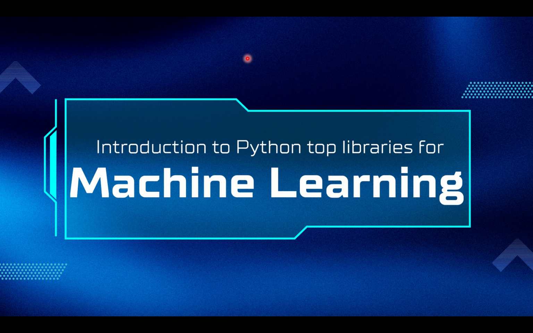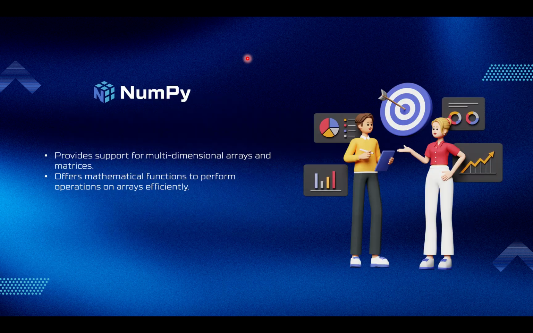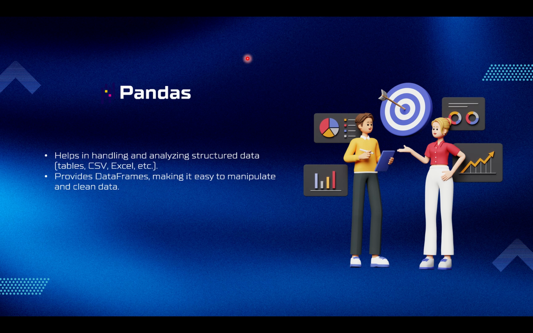In today's session, I will give an introduction to the top Python libraries that we will use in this course for machine learning. The first one is NumPy. This is one of the important libraries in Python. NumPy provides support for multi-dimensional arrays and matrices. This library offers mathematical functions to perform operations on arrays very efficiently.